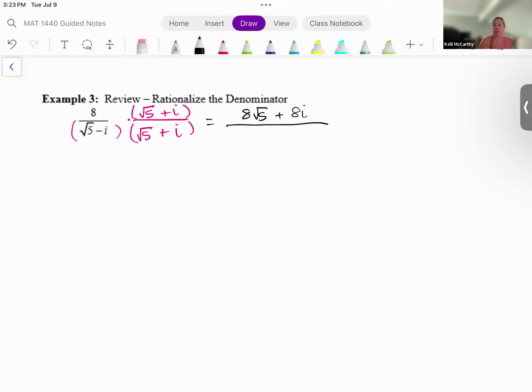And in the denominator, I need to FOIL. So the square root of 5 times the square root of 5 is the square root of 25. The square root of 5 times i. And then negative i times square root of 5 is negative i square root of 5. And I'll write this second term: when I'm multiplying the square root of 5 times i, that's the same as i times square root of 5, so keeping that i out front. And then negative i times positive i is minus i squared.